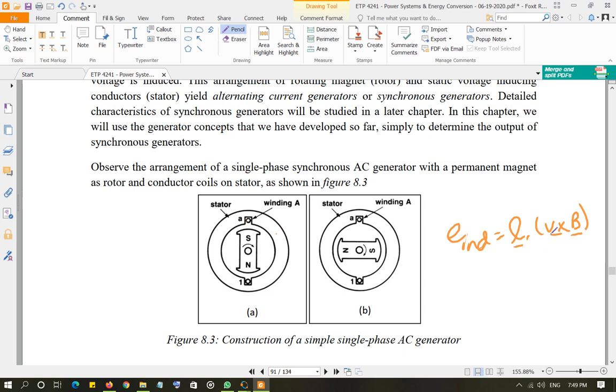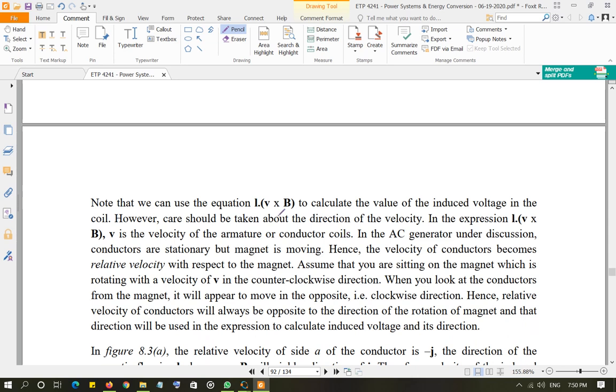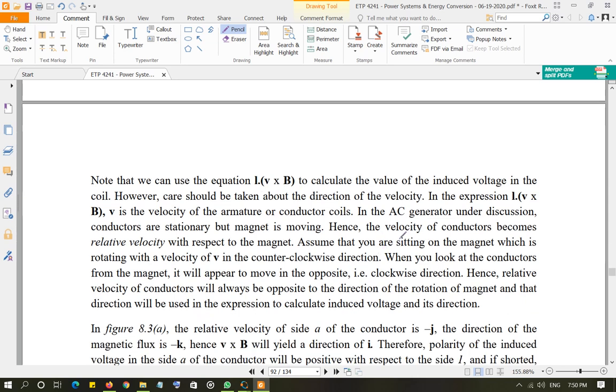So this velocity is the relative velocity with respect to the magnet. So again, if at this point the velocity of the magnet is towards J, then the velocity of the winding or the armature is going to be negative J, and that's what we are going to take over here for the velocity when we are calculating the induced voltage. The direction of B, of course, based on north and south, is going to be negative K. So you can calculate the induced voltage, whatever it is going to be, and again I'm calculating it here, you can understand it.